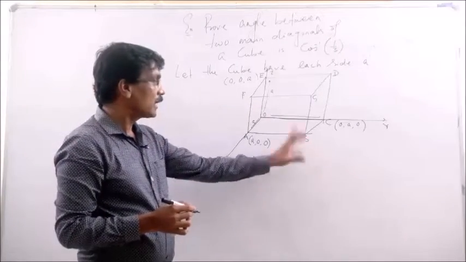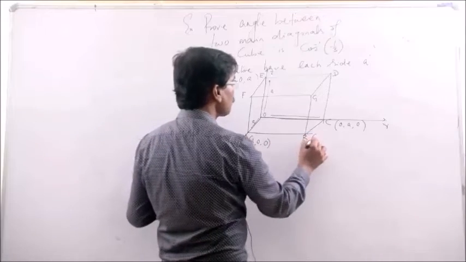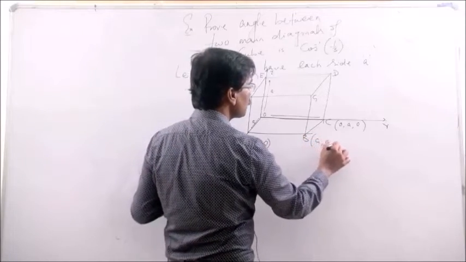B is on xy plane. So, that means its z coordinate is 0. So, only x and y coordinates. So, its coordinate is (a, a, 0).